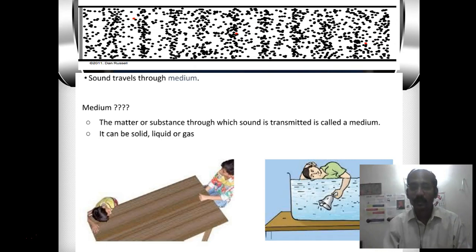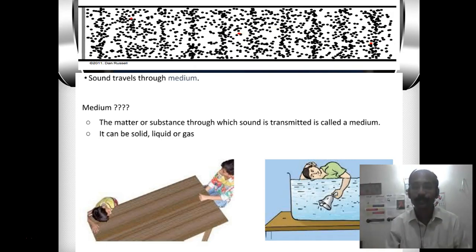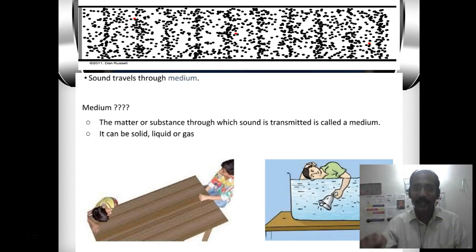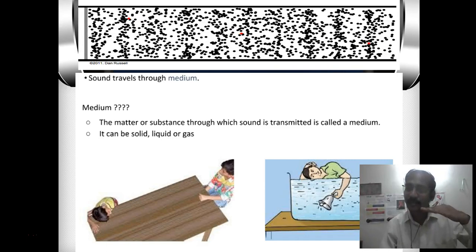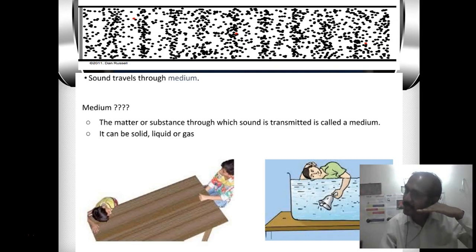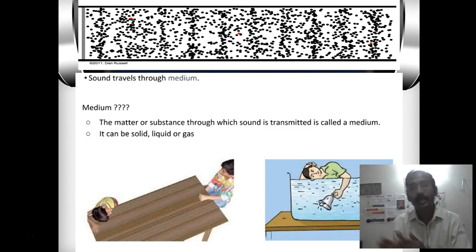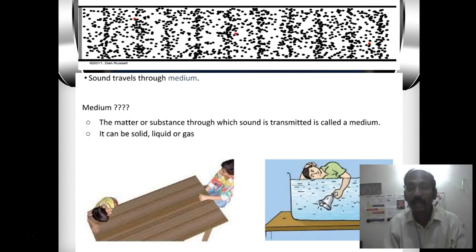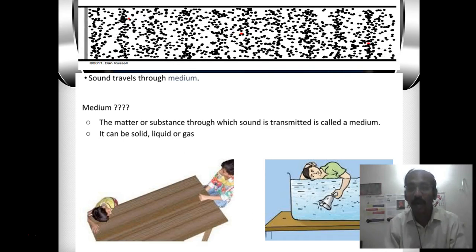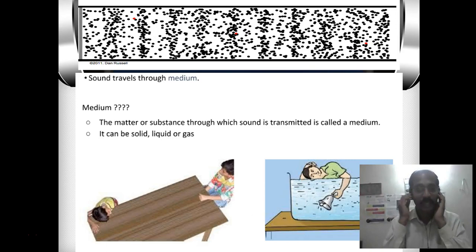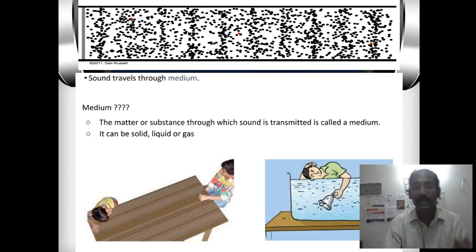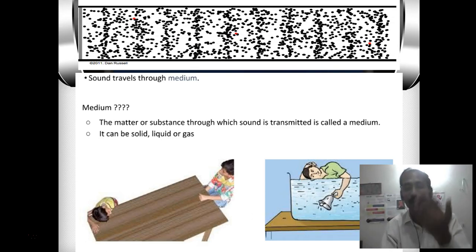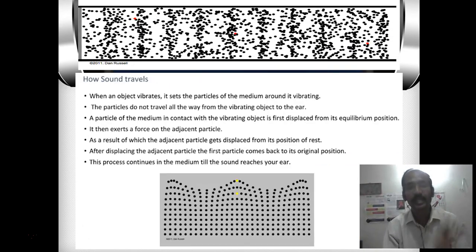Now, take a very big beaker, like in the second diagram, and a bell. You ring the bell inside the water. Put your ear gently on the top layer of the water. Then we can observe the bell ringing. The sound is transmitted through the water molecules up to your ear. That is the reason we understood that liquid is also a medium to propagate the sound wave. So the medium may be solids, liquids or gases. Generally, gaseous means air molecules are also part of the medium to transmit the sound waves.